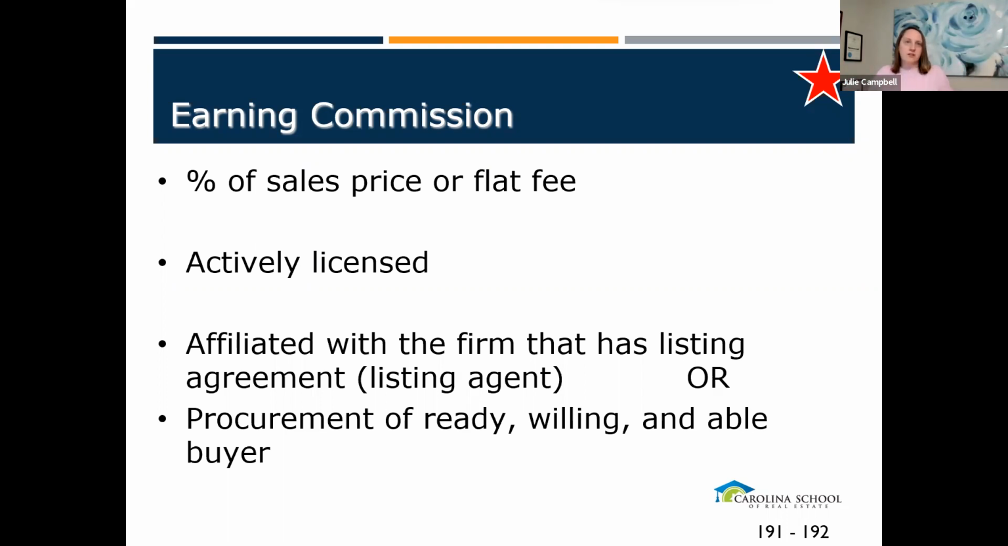What another good reason to document everything? Because if they're trying to determine who gets paid, you need to be able to show your actions, that you were the one that introduced the buyer to this property. Remember, an oral buyer agency can work with different firms.